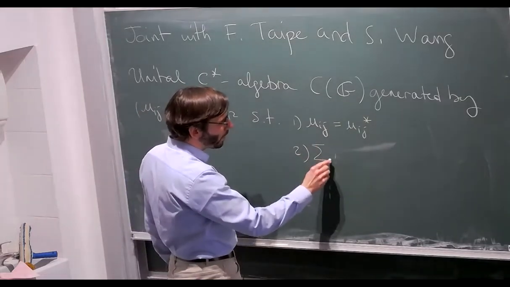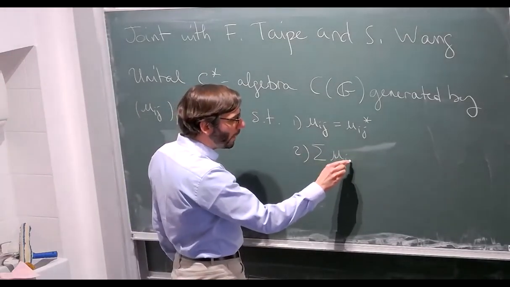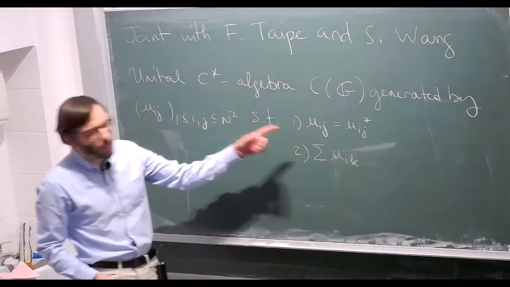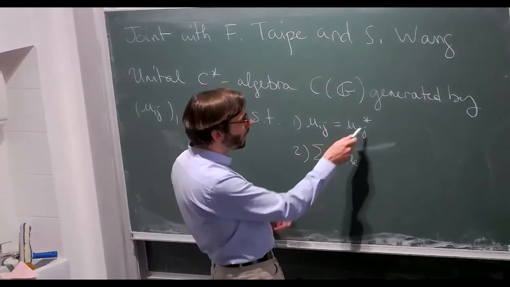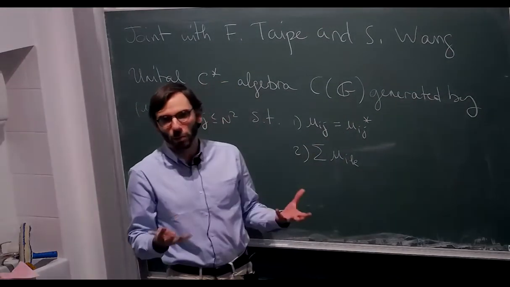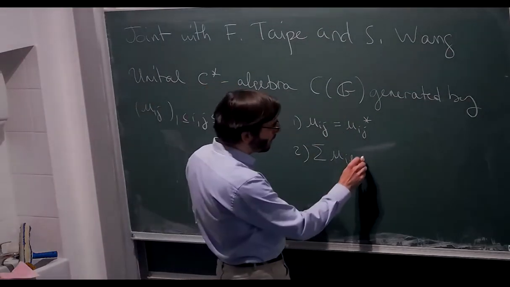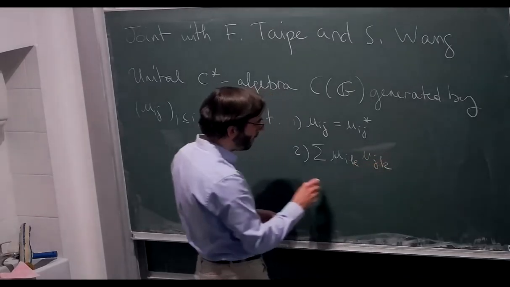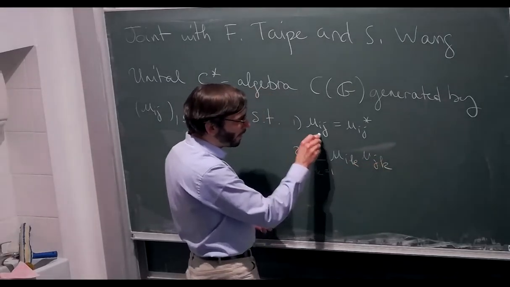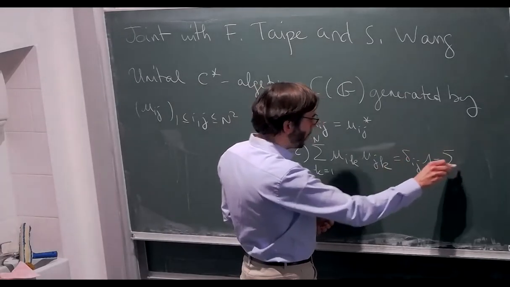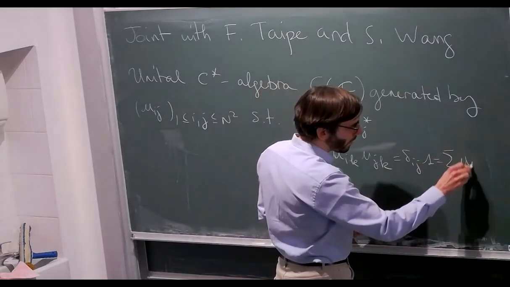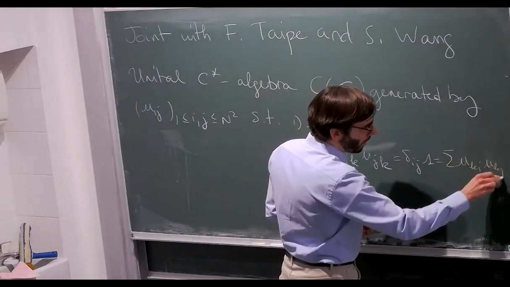Second, we will have some condition, which simply means that if you put them into a matrix, then that matrix should be a unitary matrix. But recall that they are self-adjoint, so that just means the matrix should be orthogonal, really. So this means that if you do this sum, then this should be delta_ij times 1, and the same should work if you do this. Complete sum.